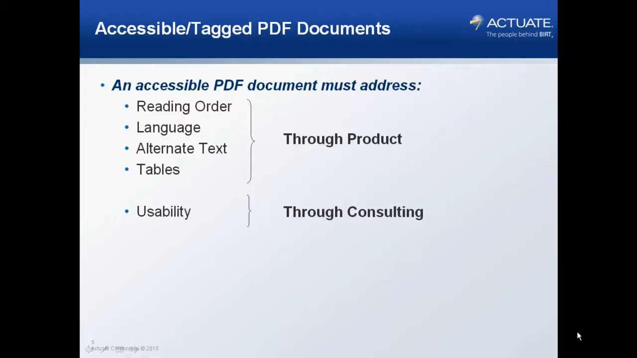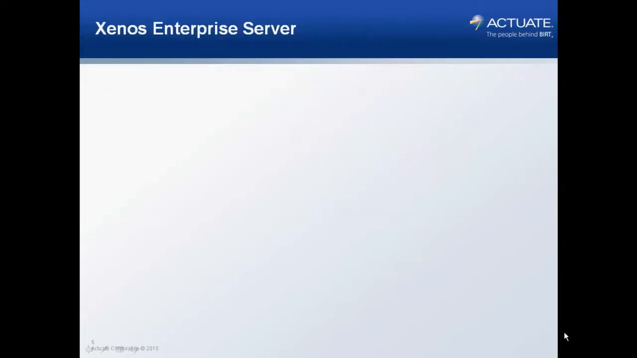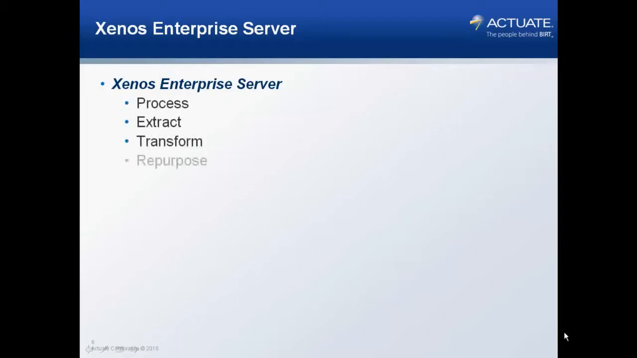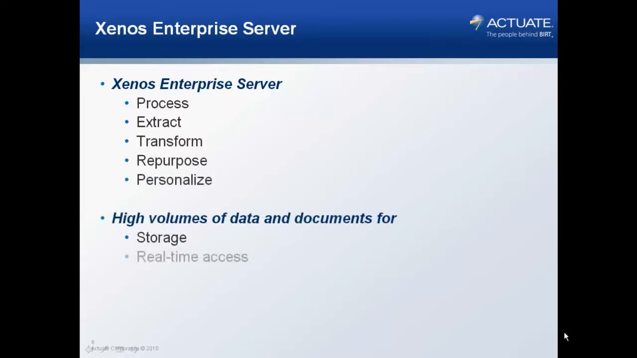This last option is good for small volumes of documents. The software behind the Xenos Axess PDF accessibility solution is Xenos Enterprise Server. Xenos Enterprise Server is used to process, extract, transform, repurpose, and personalize high volumes of data and documents for storage, real-time access, e-presentment, printing, and delivery in numerous formats across multiple channels.